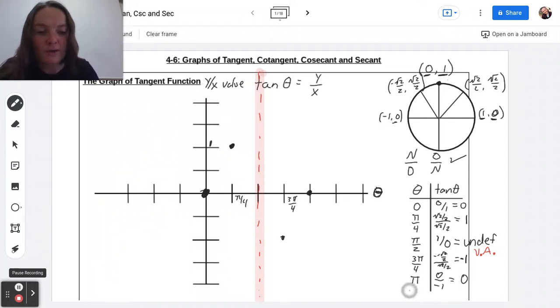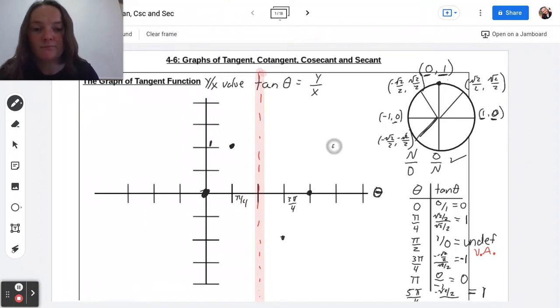Let's say we go all the way to 5 pi over 4 now. So if we do 5 pi over 4, that's down here. Its ordered pair is negative radical 2 over 2, comma negative radical 2 over 2. If I divide those things, negative radical 2 over 2 divided by itself, we're going to actually get positive 1. Okay, so we're going to get positive 1 here. All right, so hopefully we're starting to see a little bit of pattern.